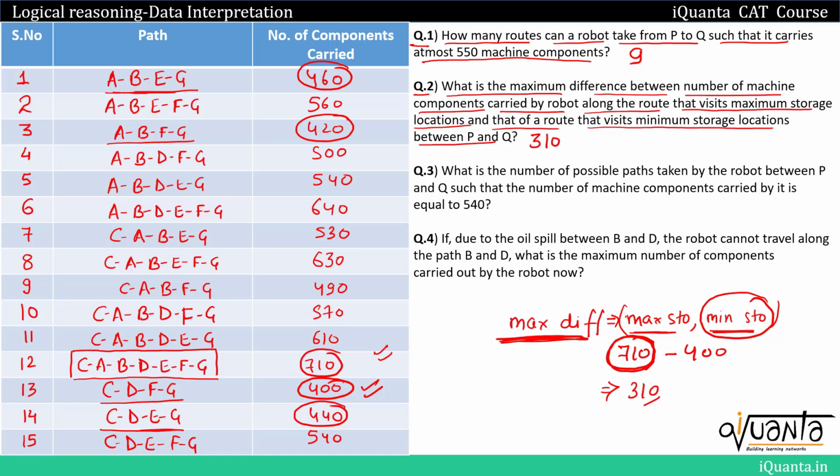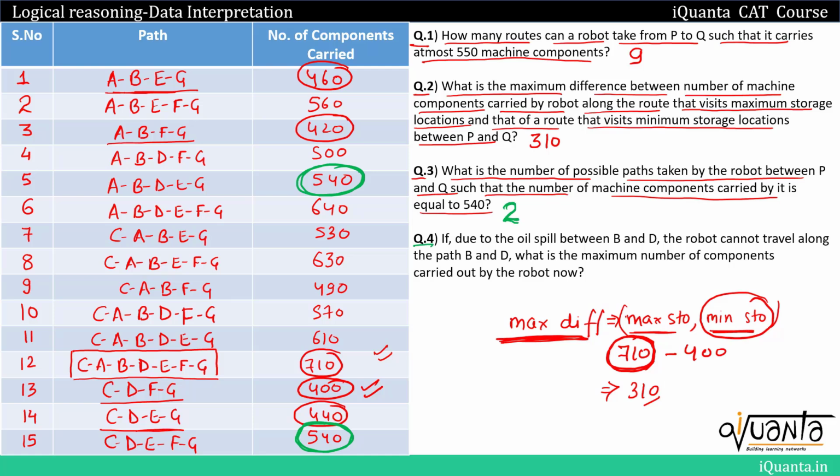Now let us solve the third question. What is the number of possible paths taken by the robot between P and Q such that the number of machine components carried by it is equal to 540? So now we must have components exactly equal to 540. We have one case over here, then another case over here. There is no other route in which the number of components is equal to 540. So there will be only two paths. So the answer to this third question is 2.